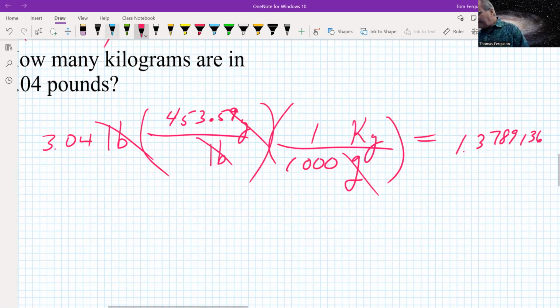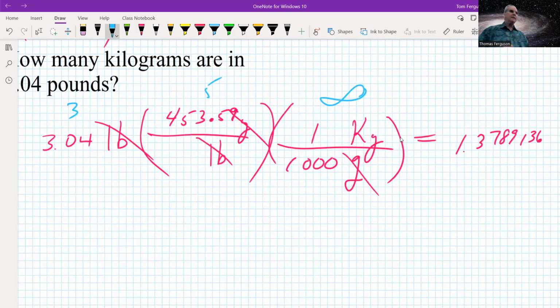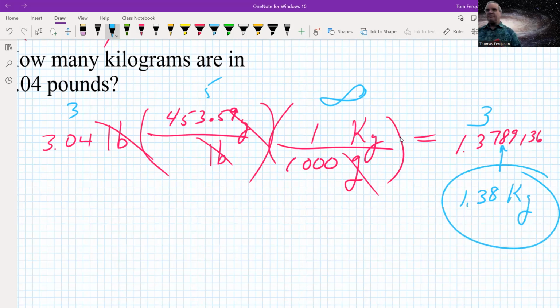All right, sig fig wise, we have 3, 5, infinite. Okay, by definition, there are 1,000 grams in 1 kilogram. By definition, hence the precision is infinite in terms of sig figs. Okay, so how many sig figs are in our answer? Everyone from Friday's lab should know this. 3. All right, so we go to the 4th place. That's 5 to 9, so that kicks that 7 up to an 8. So the answer is 1.38.